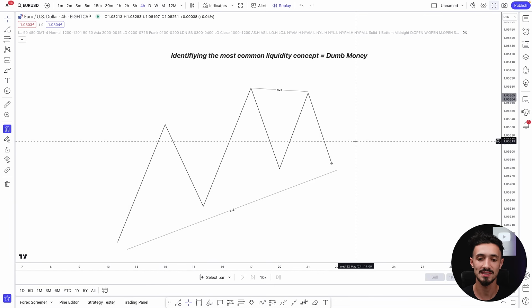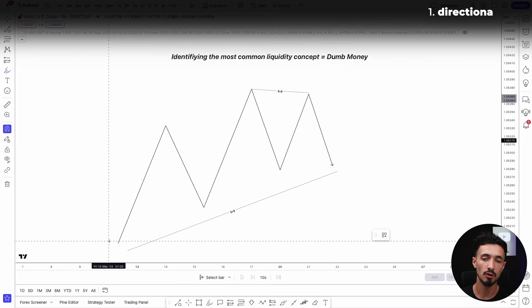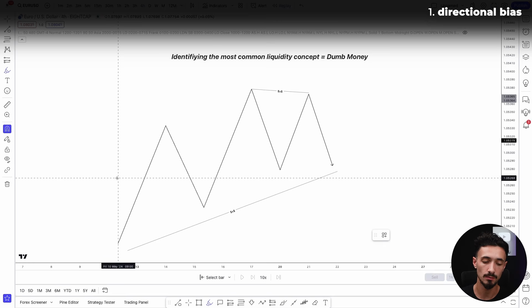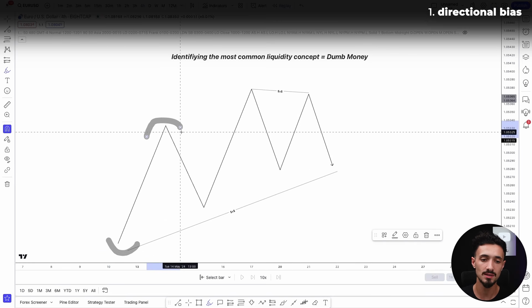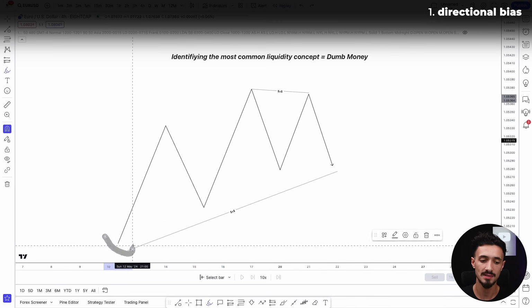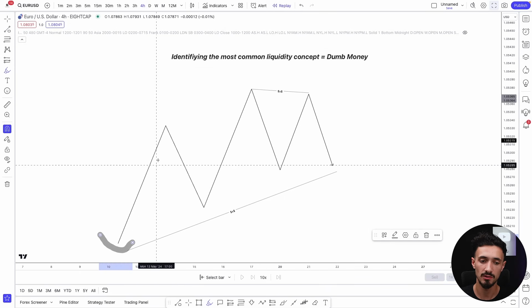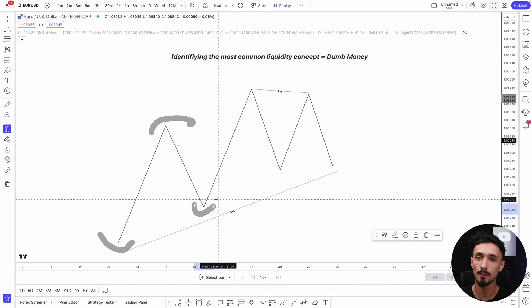So how would we view the same market through the lens of smart money? Well, number one, directional bias. That's always number one. We need to understand what is the direction of the market. Because one thing that smart money can't hide is their intention. They can't hide their footprints. Because the reality is when they move, the market moves.